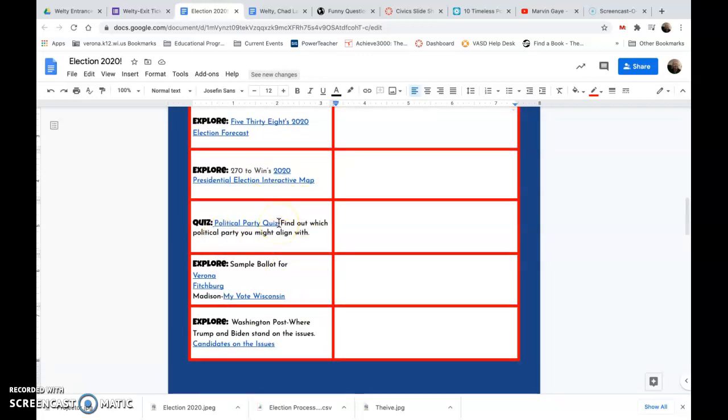There was a quiz here where you can find out what political party you might lean towards a little bit more. This is totally anonymous, but it gives you some insight into some of your thinking. Do you lean a little more Democratic? Do you lean a little more Republican?